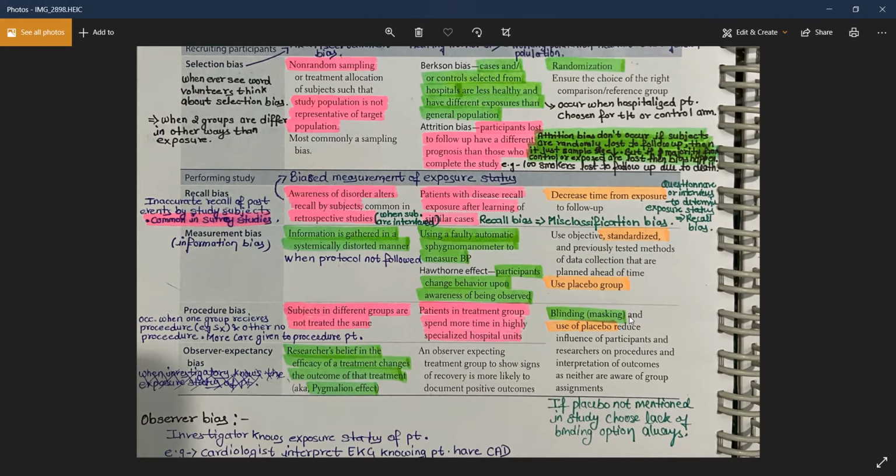Yes. Would you repeat the procedure bias? Uh, the procedure bias. Okay, this bias actually creates, sorry, just give me a second.